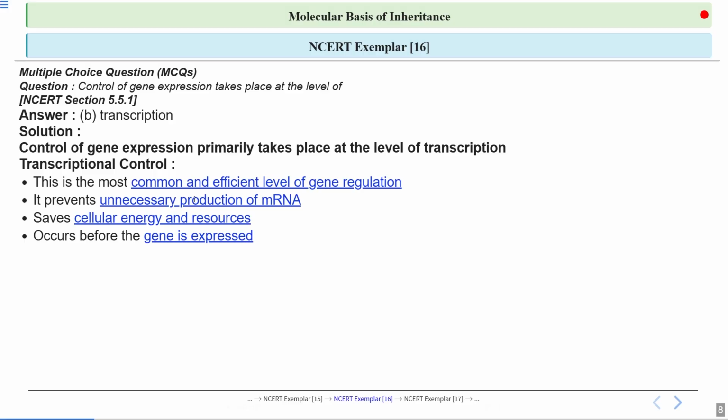So before the synthesis of the proteins, the control of the gene expression is happening at the transcription level. Or you can say before translation. Or simply you can say before the gene is expressed into the proteins.